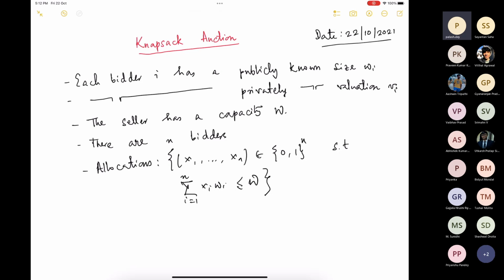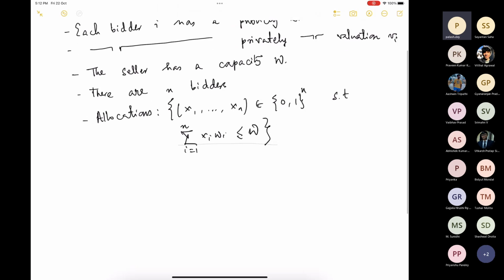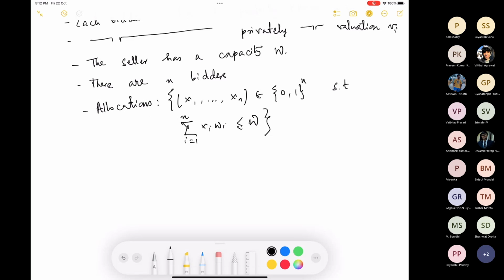Now, can someone tell me what is a surplus maximizing allocation? Again, recall we are advocating that two-step design process. In the first step, we will assume without justification that every bidder is explicitly telling their true valuations, and the first goal is to design an allocation rule which is surplus maximizing and computationally efficient. So, surplus maximizing allocation.